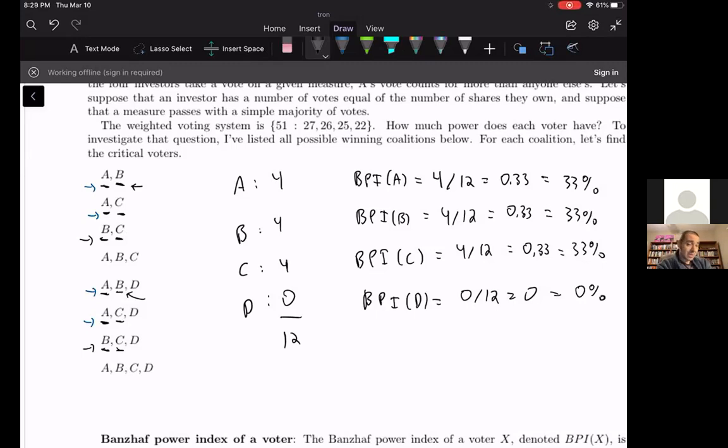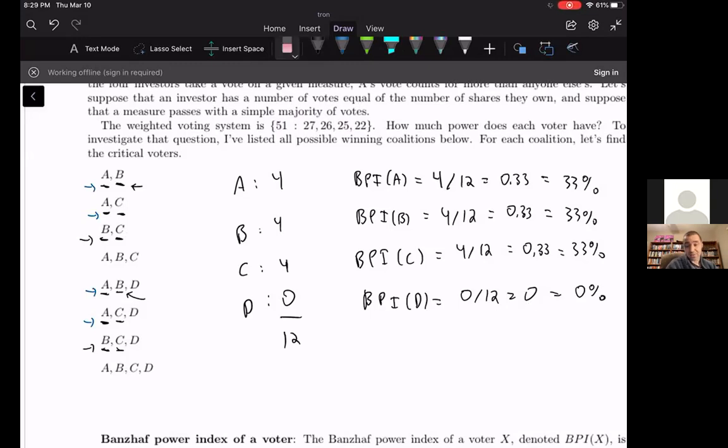So what does this mean? This means that D should be very angry. D invested money to get 22 shares that translated into no power, literally zero power, right? Zero. There was no time when his opinion individually mattered.